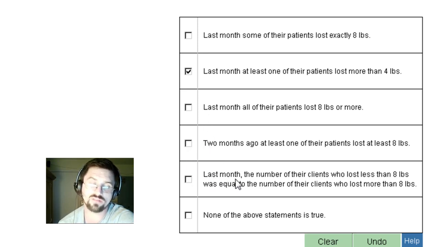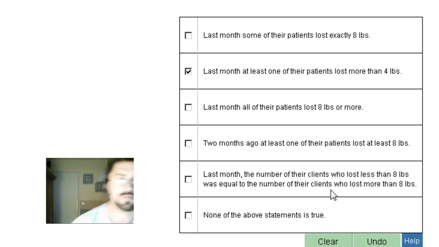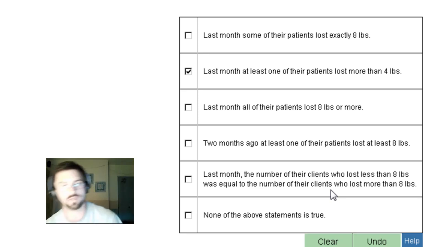Last month. All right, so now we're back in the timetable we should be. The number of their clients who lost less than 8 pounds was equal to the number of their clients who lost more than 8 pounds. No, not necessarily. Why? Because this is a mean, not a median. So we have no guarantee that the middle number is 8, or that the number of clients below 8 and above 8 are equal. Here, let me give you an example.